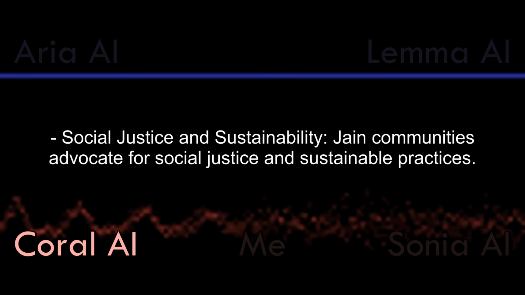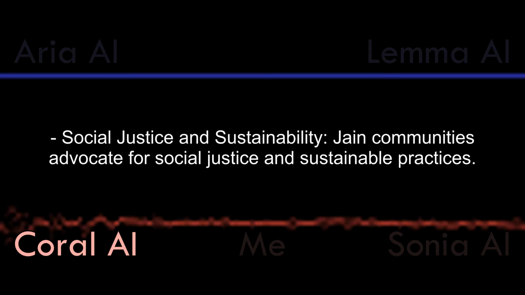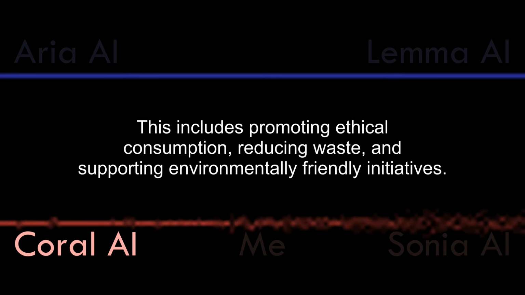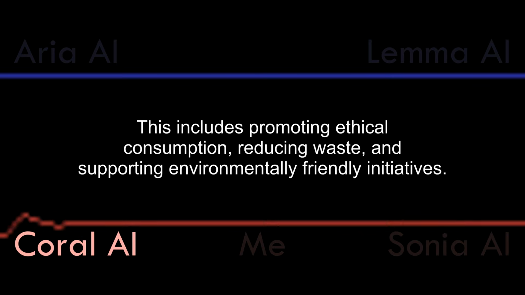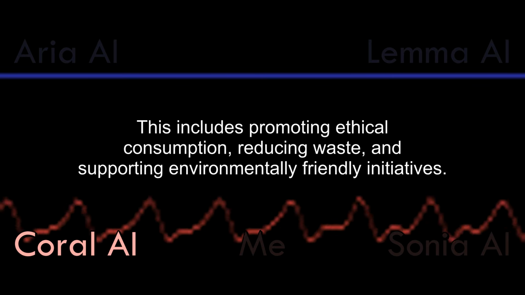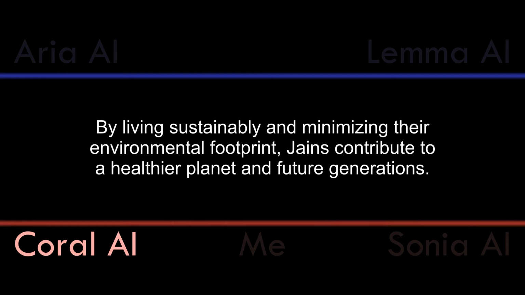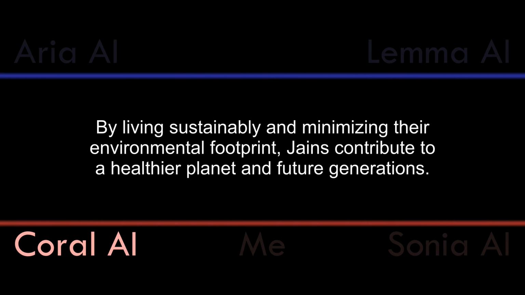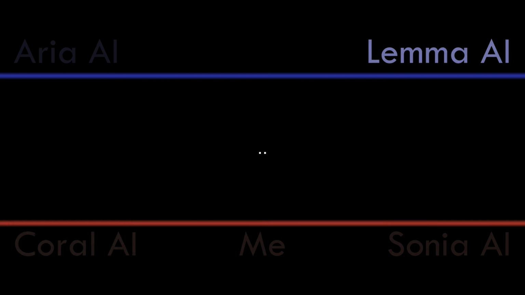Social justice and sustainability. Jain communities advocate for social justice and sustainable practices. This includes promoting ethical consumption, reducing waste, and supporting environmentally friendly initiatives. By living sustainably and minimizing their environmental footprint, Jains contribute to a healthier planet and future generations.